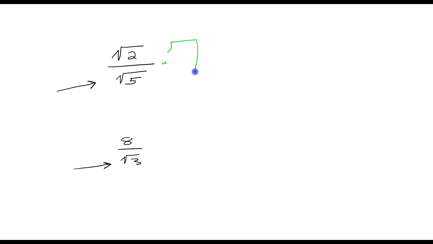When you multiply a fraction by a big fat 1, it doesn't change the answer. What we're going to do is multiply by a big fat 1, but it's going to be in the form of radical 5 over radical 5. We're going to pick the buddy of this guy. So if I do that, in the numerator, radical 2 times radical 5 gives me radical 10. In the denominator, radical 5 times radical 5, because they're buddies, I get 5.